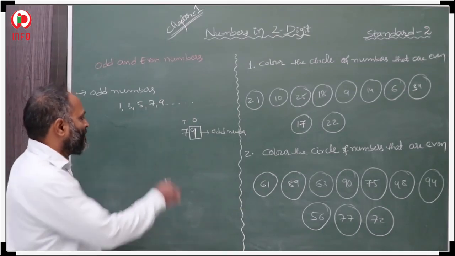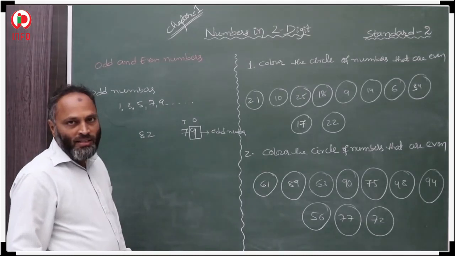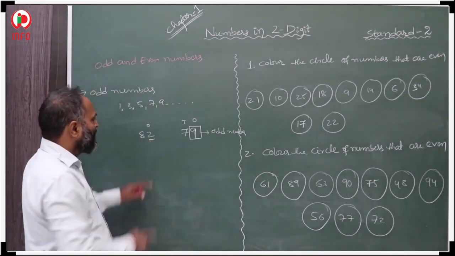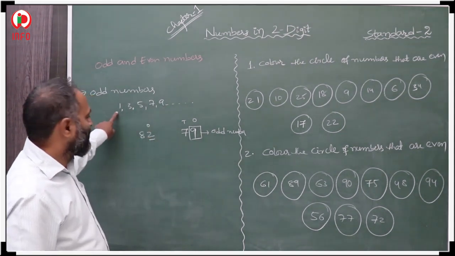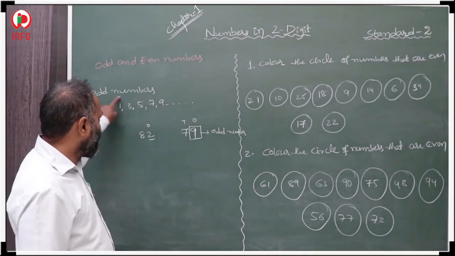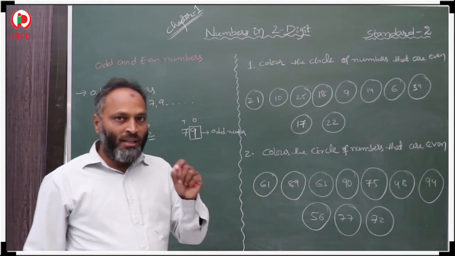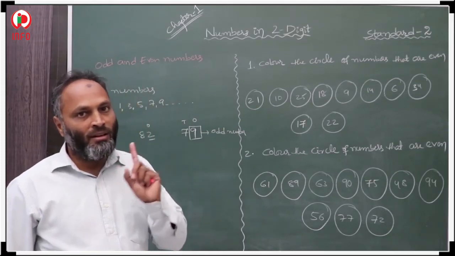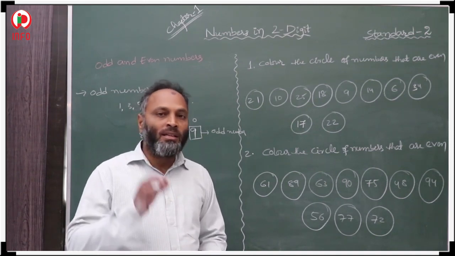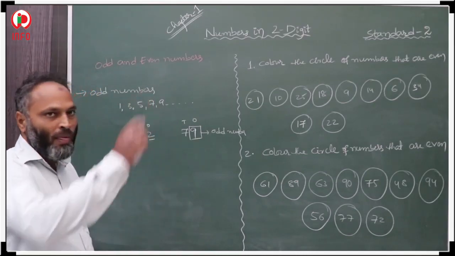Other than this, suppose 82 is the number. In ones place 2 is there. There is no 2 in this, so this is not an odd number. From these five numbers, if any number is there in ones place, then the number is odd, otherwise it is not odd. So this is the definition for odd number.